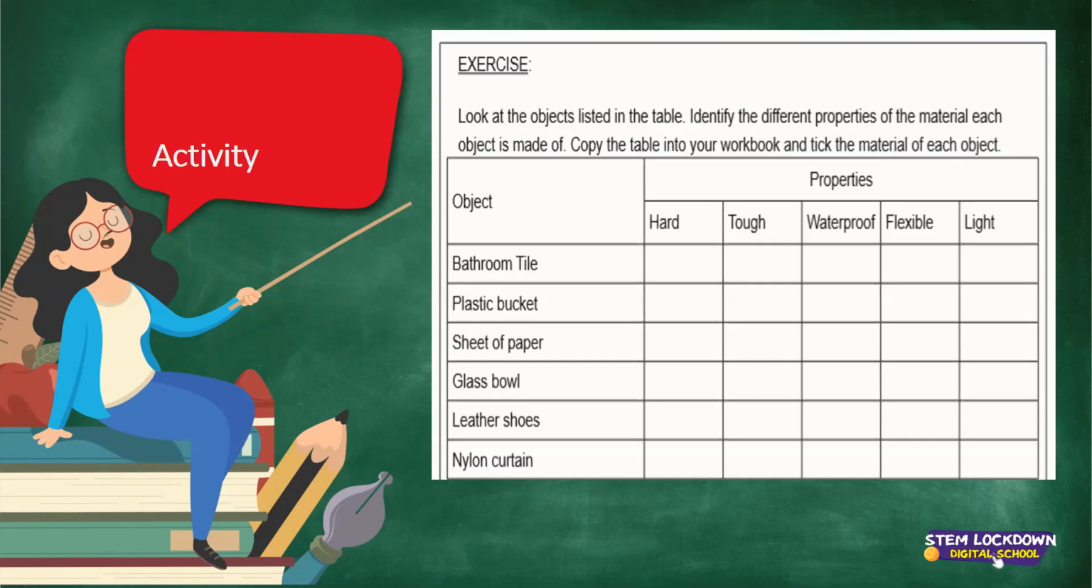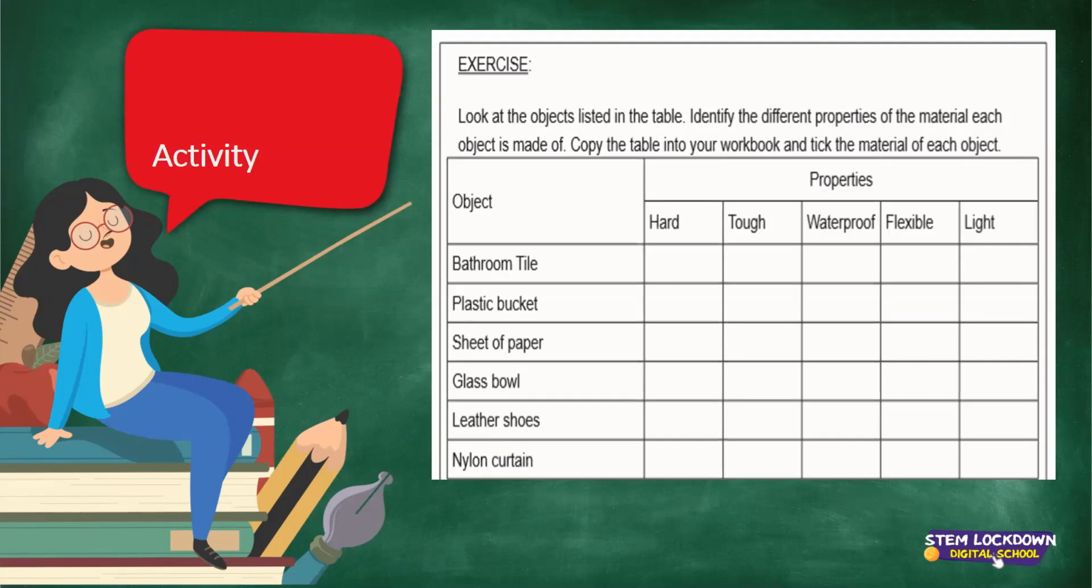Just keep on writing, and then from there you move to your leather shoes. You think of leather shoes. If you don't own them, think of them. If mom or dad or your guardian owns them, you can run quickly and get them and check. Is the leather shoe hard? Is it tough? Is it waterproof? Is it flexible? Or is it lightweight? If you have it, you can just feel its weight to see, is this heavy or is this actually light? And then nylon curtain, the last one.